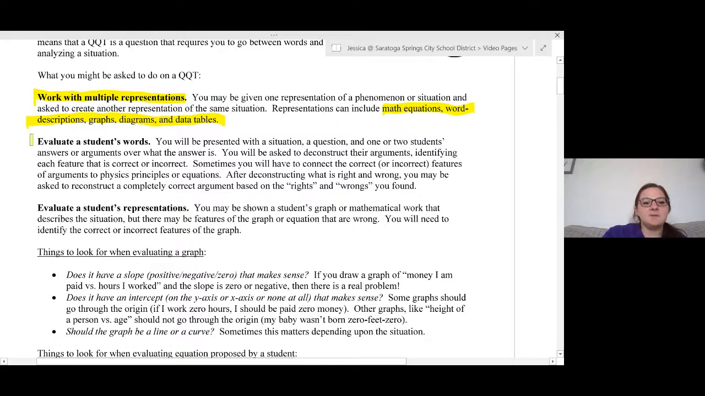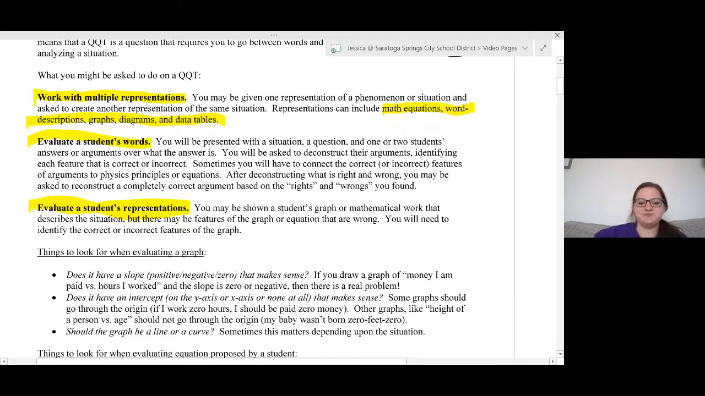Okay. You might be asked to evaluate a student's representation. So you might be shown a graph or some equation or maybe even some algebra, and you might be asked to say whether or not it's right or wrong. These are the questions that you guys don't necessarily like, because they're the ones that ask, does this graph make physical sense or does this equation make physical sense? And that's where that relationship cheat sheet is going to be really, really helpful.